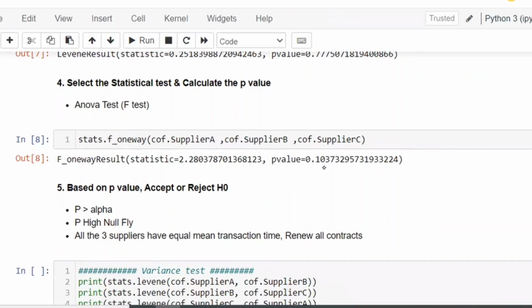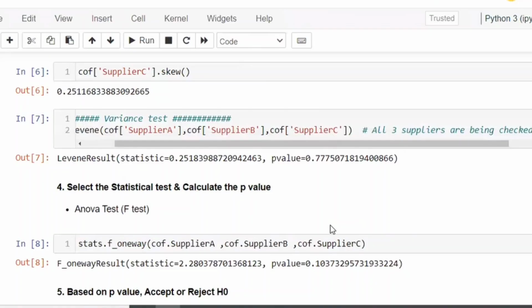ANOVA test is clear? Guys, whoever has asked for ANOVA, is it clear? Yes. Done. Next. Still any questions? You can type your questions.